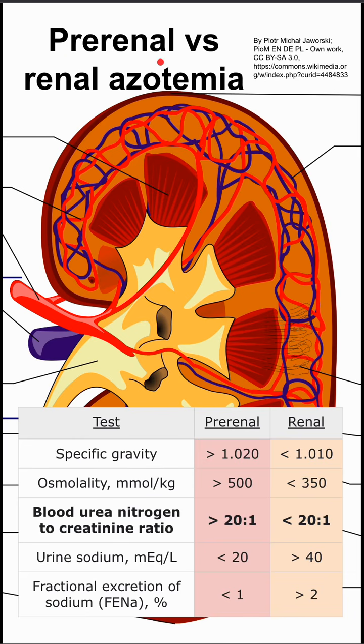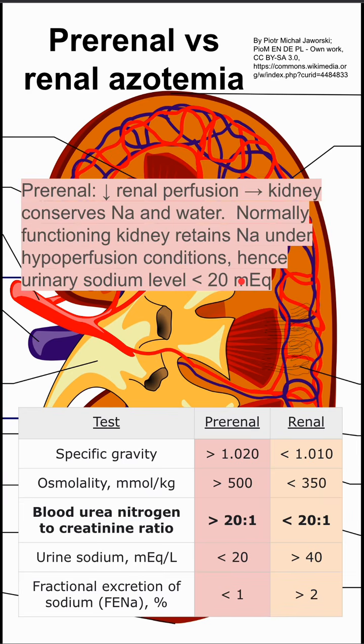This is how to differentiate between prerenal and renal azotemia. These are two types of kidney injury. In general, I like to think of prerenal azotemia as resulting from decreased renal perfusion. Now, the kidney's job in low perfusion dehydration states is to conserve sodium and water. So normally, a functioning kidney will retain sodium under the hypoperfusion conditions, and you'll have very, very low urinary sodium.